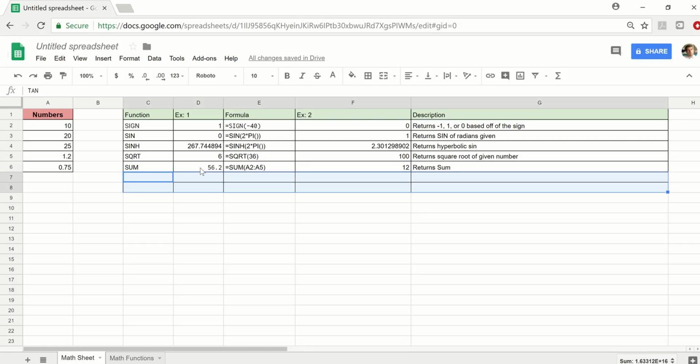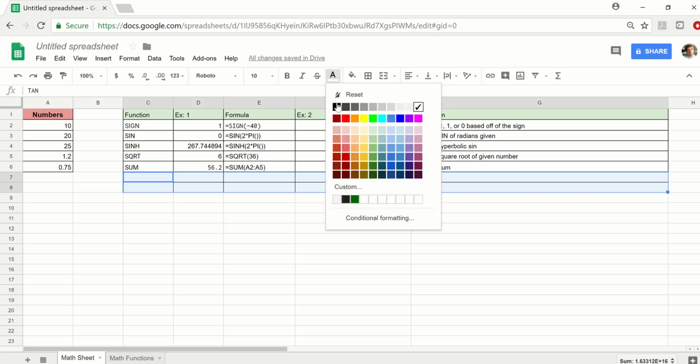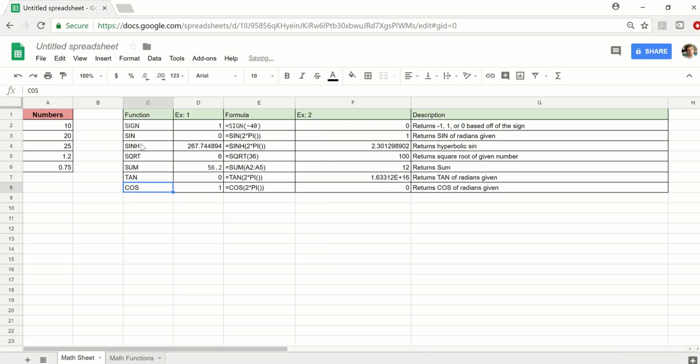Okay, now let's go ahead and highlight the next two at the same time. We've got tangent and cosine, and just like before with sine and hyperbolic sine, it's going to assume that you're giving it radians. So as you can see here, tangent of 2 times pi, so you have the PI function within your tangent, returns you 0, and the same thing with cosine returns you 1. So as you can see, I just did the same things with cosine and tangent as we did with sine.